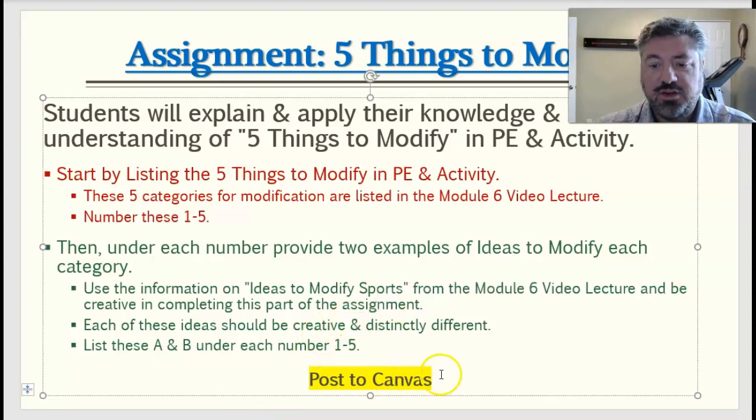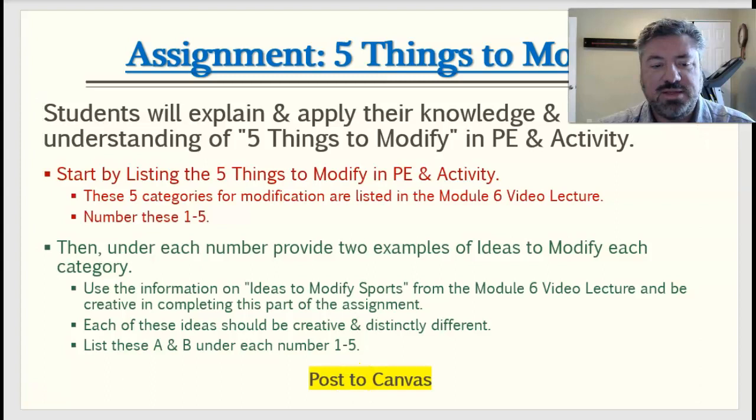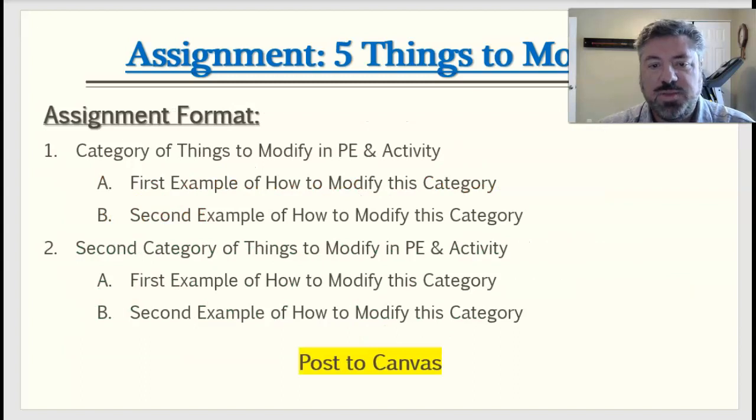All right? And you're going to post this to Canvas by the assignment deadline, which is shown in the assignment and on your announcements for the chapter. So here's basically the format. You're going to put number 1, a category of things to modify, A, the first example, B, the second example.